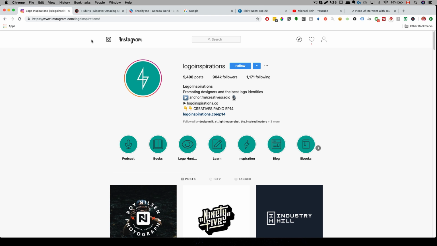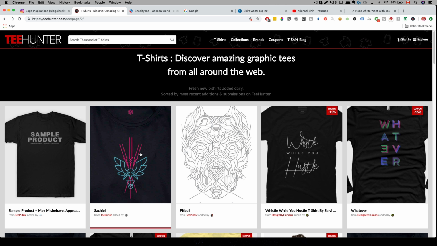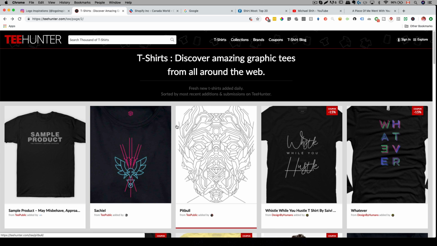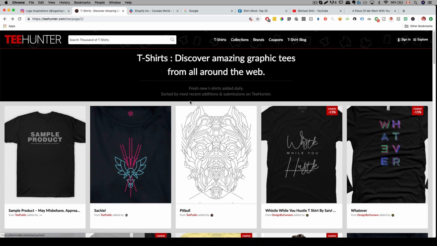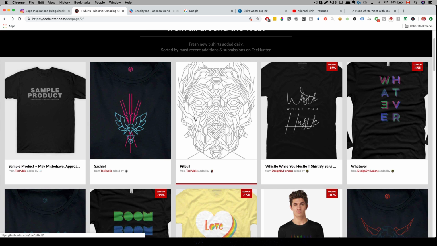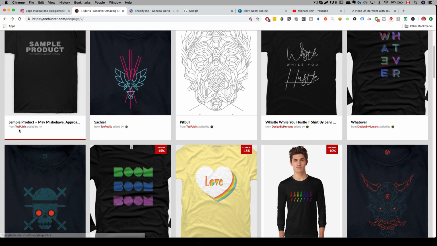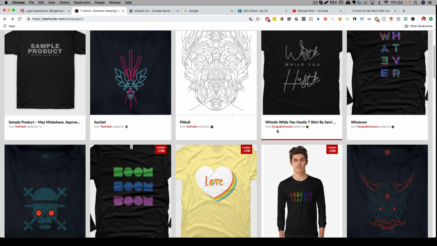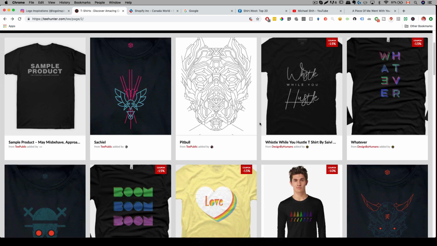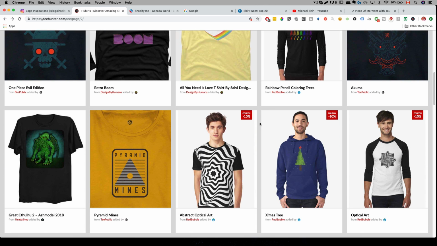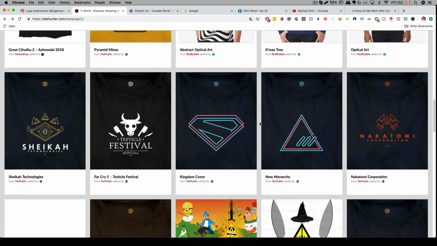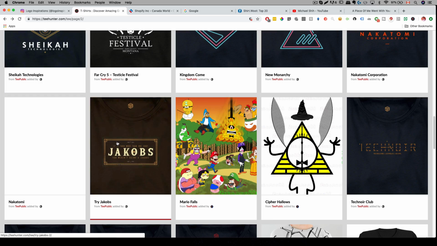So the next source that I want to talk about is THunter. THunter is basically a site where they aggregate other tee platforms and pull in that information, so you can just search it on here. And you can see that this design is from TeePublic, this design is from Designs by Humans. So you can actually get a good idea of what is trending and what people are selling on different platforms right from thunter.com.